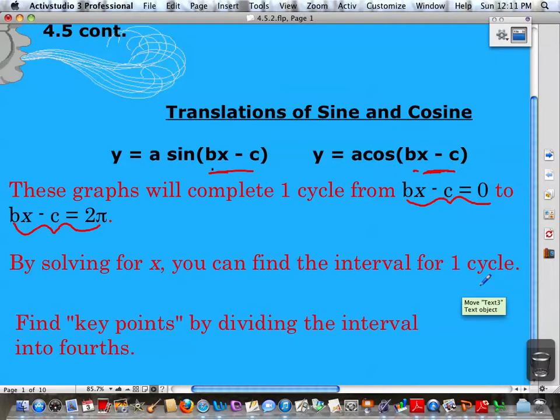And we're going to find the key points in that cycle by dividing the interval into fourths. So we're going to find half. Where is the middle? And then where is the middle of the first half? Where is the middle of the second half? And we're going to use those key points at the fourths of the period to sketch our graphs.